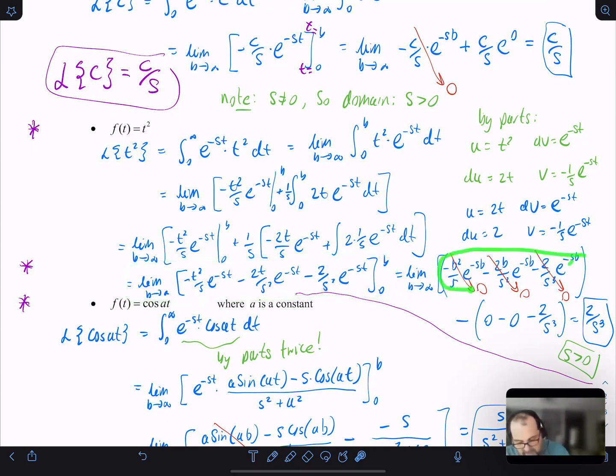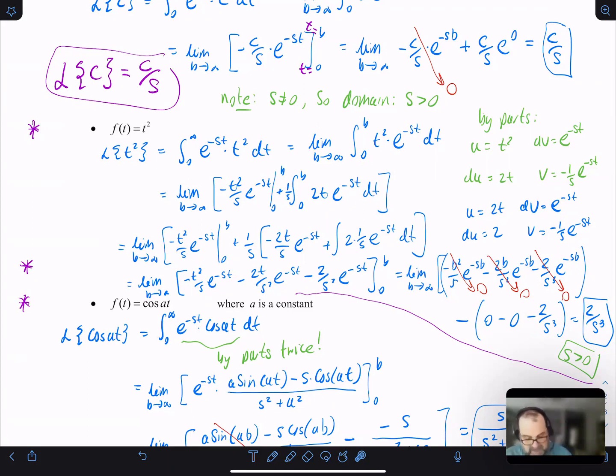The stuff with the b in it all has an e to the minus sb in it. This is all going to go to 0. The stuff where we put in the 0 ends up being this guy. So I have a minus 2 over s cubed. So this is our result. The Laplace transform of t squared is 2 over s cubed.